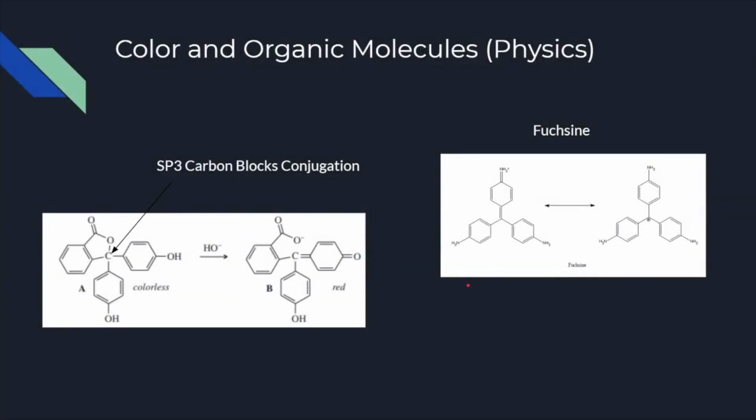Something most colored organic molecules share in common is conjugation. For example, here on the left, this sp3 carbon blocks conjugation, but if we add an OH-, this sp2 carbon allows for conjugation, and this does have a color.